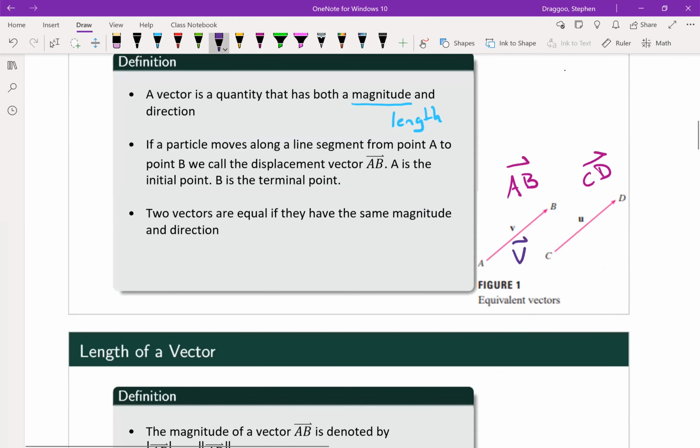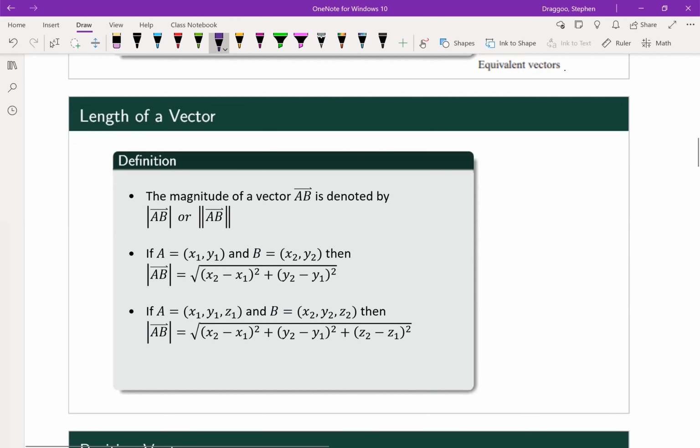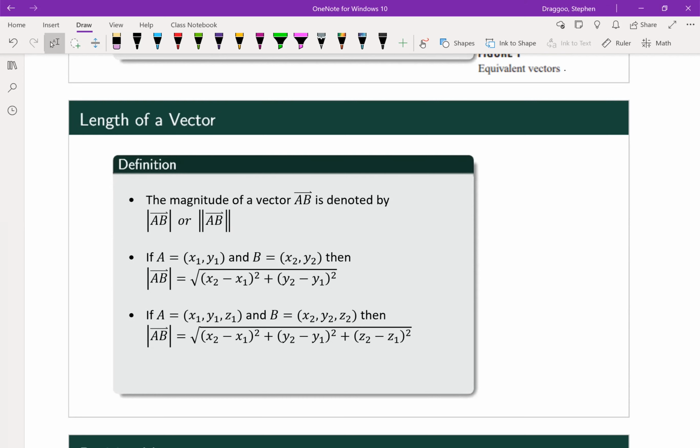All right, then the length of a vector, which again is just the same as the magnitude, we'll denote by either a series of vertical lines on either side, similar to an absolute value sign, or a series of double lines. Again, those two notations will be used interchangeably.